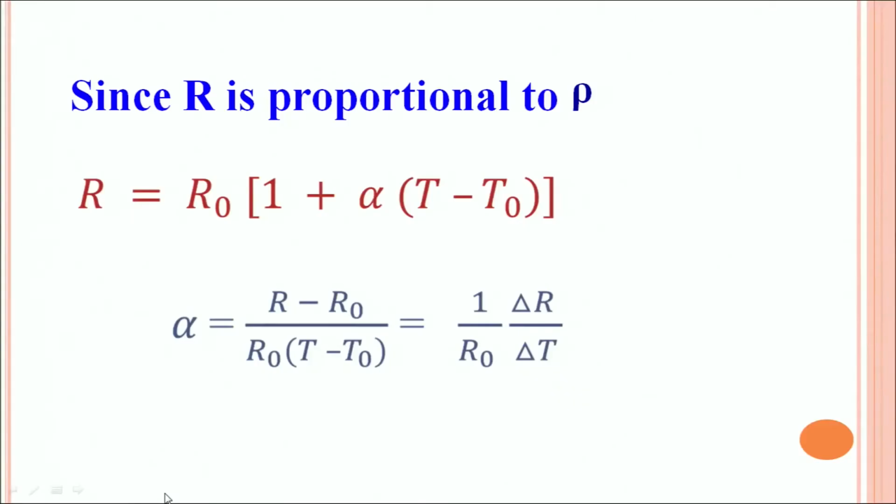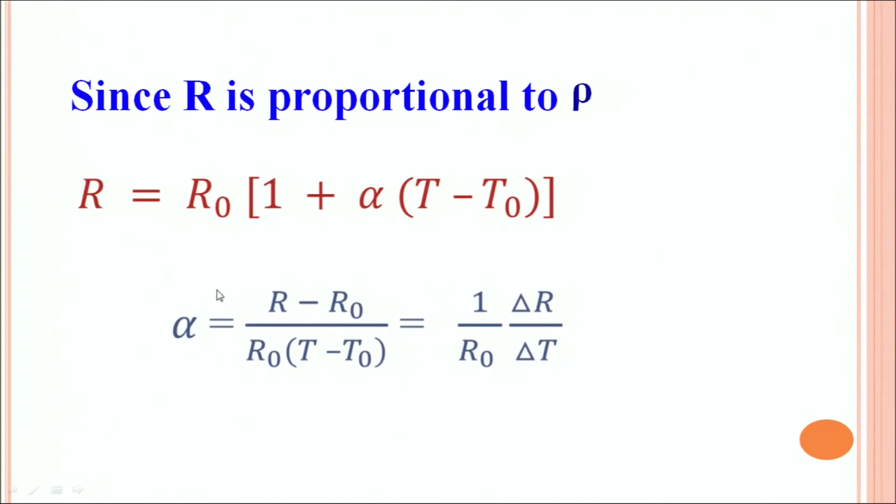Since R, that means the resistance, is proportional to rho, the formula for resistance can be written like this: R is equal to R naught into 1 plus alpha into T minus T naught. Now this relationship gives a formulation for evaluation of alpha, that means the temperature coefficient. You take all the other quantities to the other side, and what you obtain is that alpha is equal to R minus R naught divided by R naught into T minus T naught. Okay? So basically you have arranged all other terms on the right hand side.